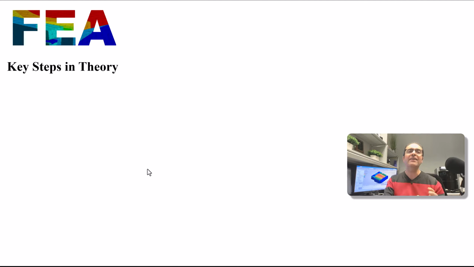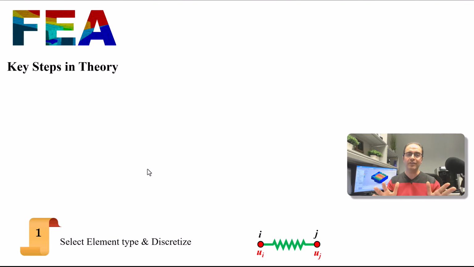In FEA, we have 8 key steps in theory. In the first step, we select the element type and also discretize the entire model. When we know the element type, we know how many nodes we have and also how many degrees of freedom per node we have. The spring element is the simplest element. You can have triangular element, you can have tetrahedral element, you can have hexahedral elements, right? There are different types of elements.